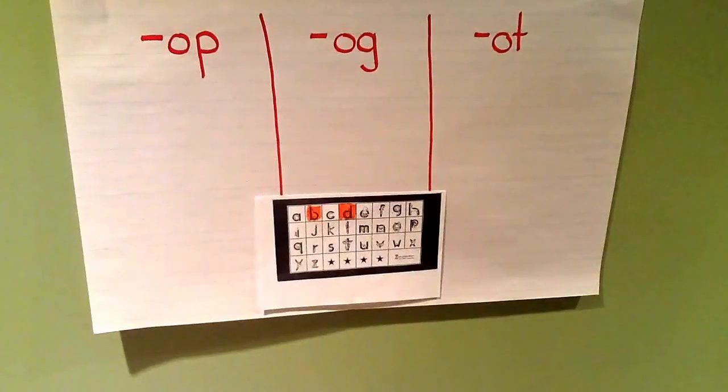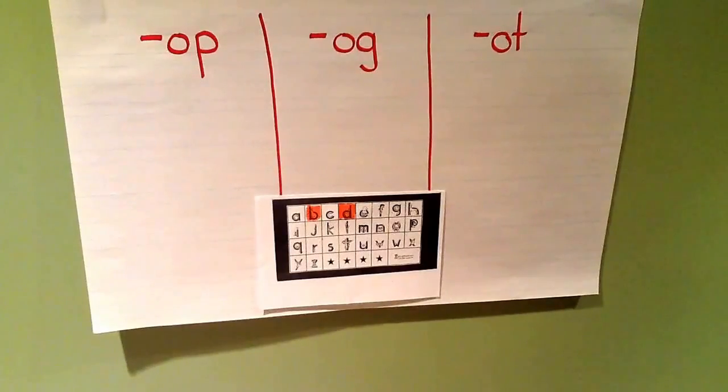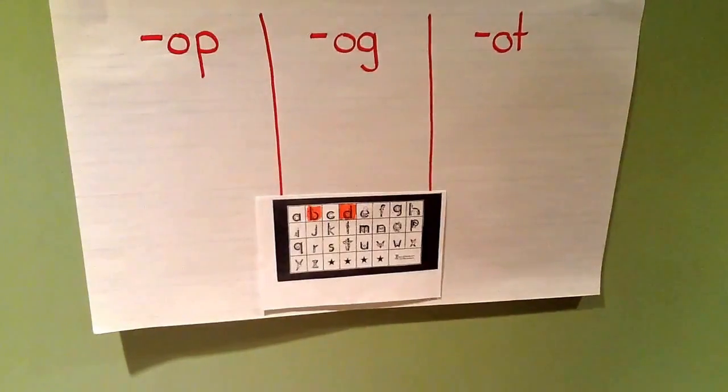Hi, boys and girls. We have been working with the short O. We have been learning that the short O says ah, ah. We've also been talking about word families. We've written words with word families, and we've made words with word families. Today, I want to review word families with you.